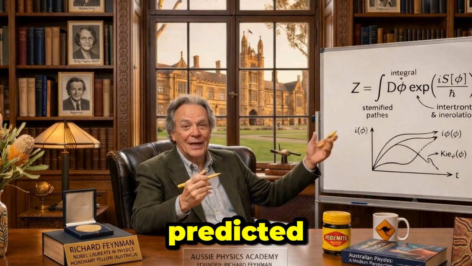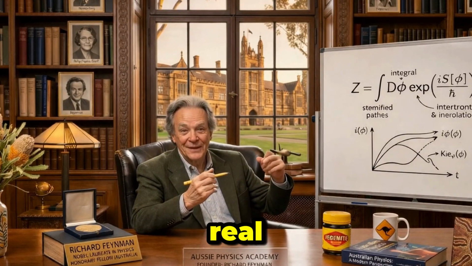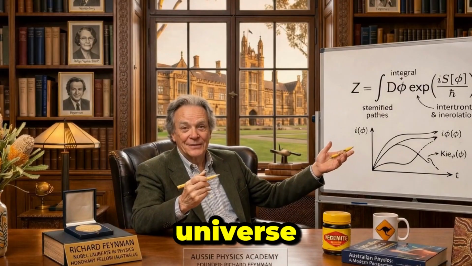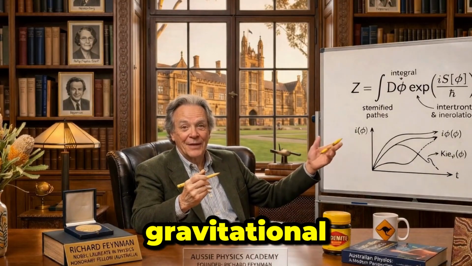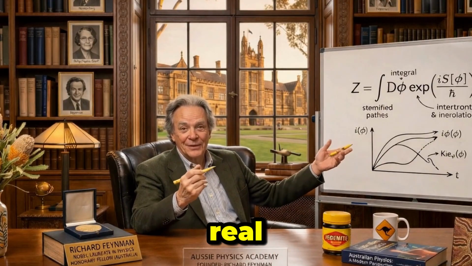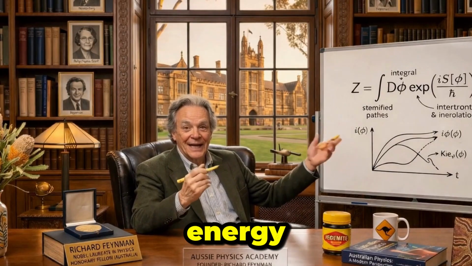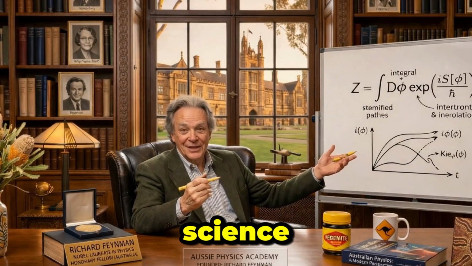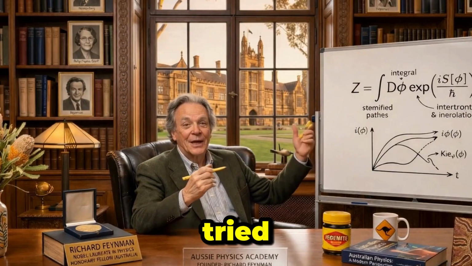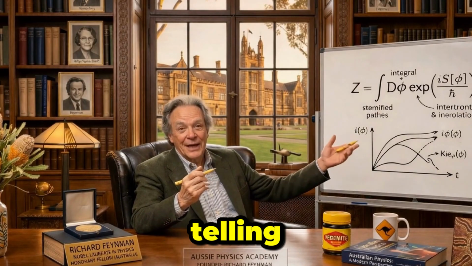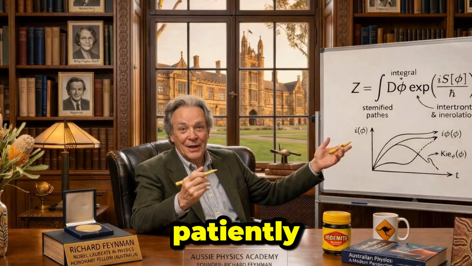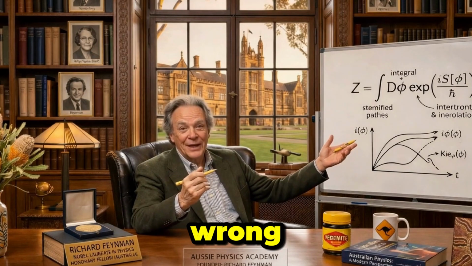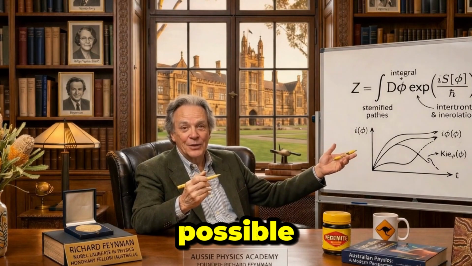Those equations predicted black holes, real. Predicted the expanding universe, real. Predicted gravitational waves, real. And revealed a mysterious dark energy, still one of the greatest unsolved puzzles in all of science. Einstein tried to hide the truth his own equations were telling him, and the universe patiently waited, then proved him wrong in the most spectacular fashion possible.